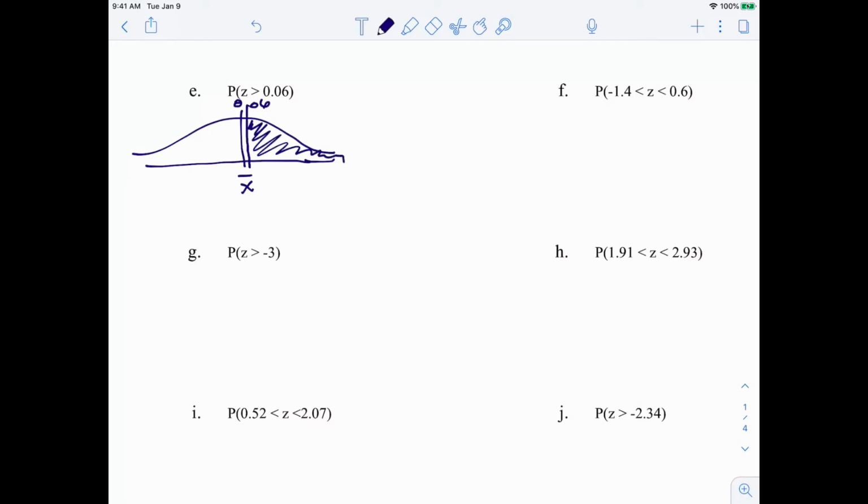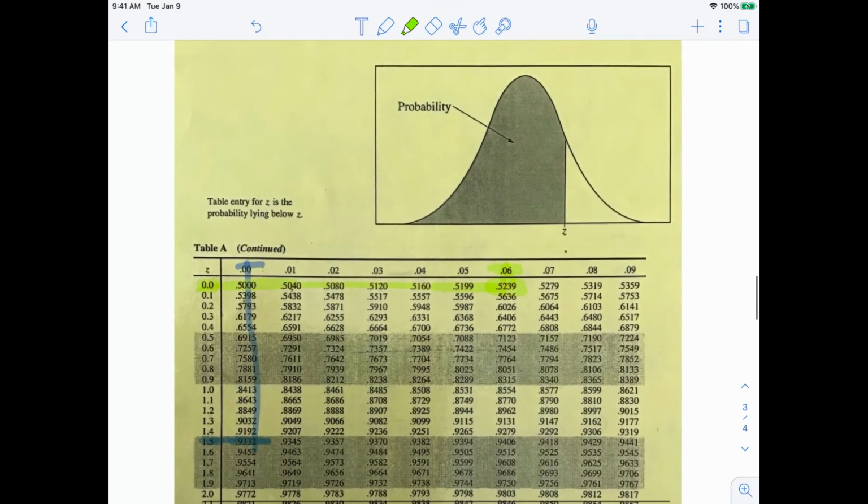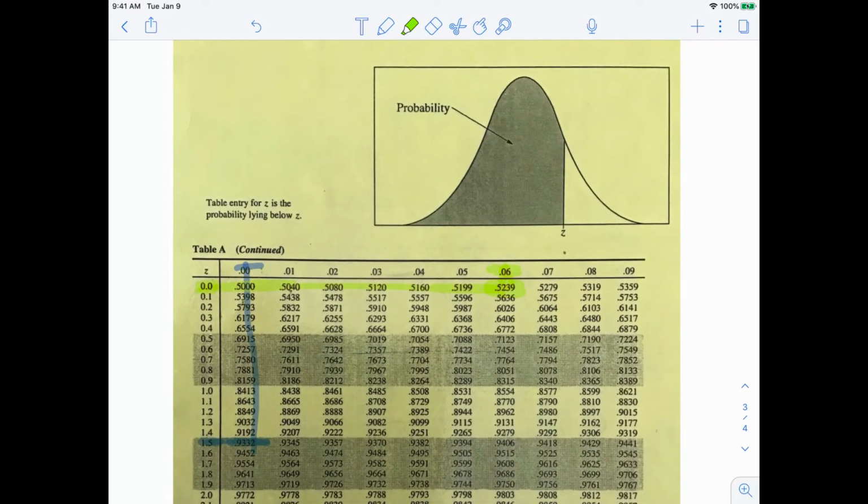Okay? To calculate this, I can use the table, and I want to show that. So if I'm using the table and I have a z-score of 0.06, my first 2 digits are 0.0, and then my last digit is 06. If I go all the way across and down, I'm looking for this value right here, which is 0.5239. Now, I want to point something out: what this table is doing is finding the probability below your z-score.